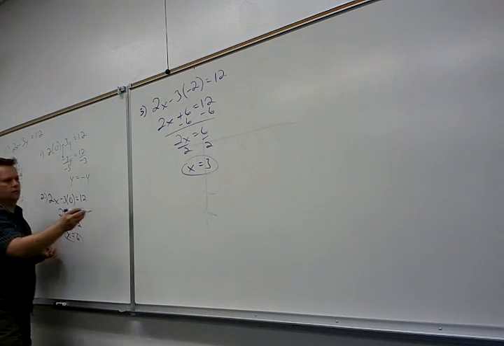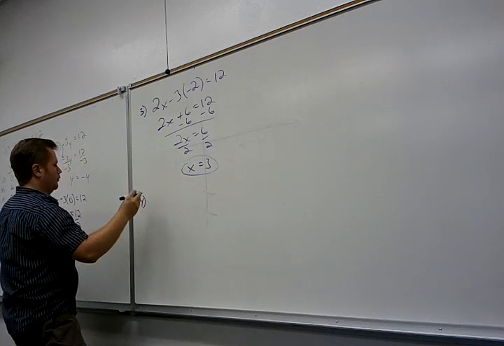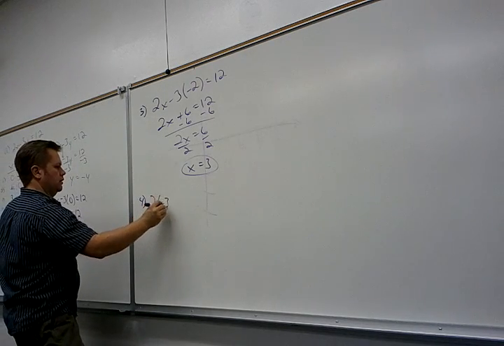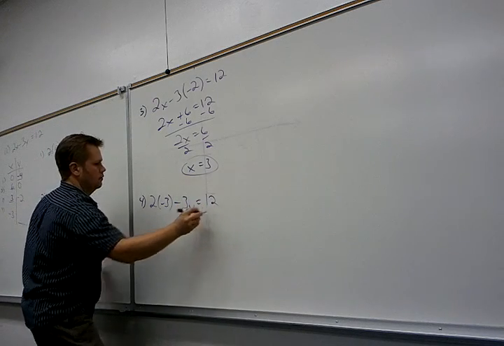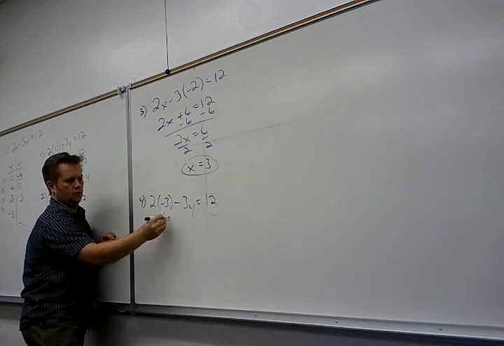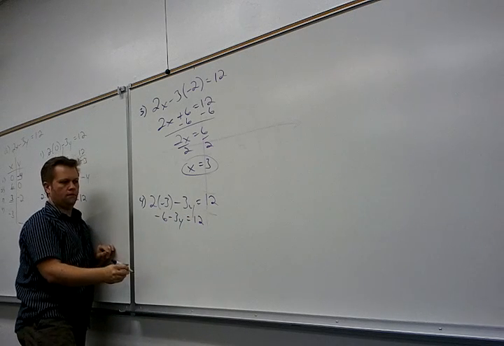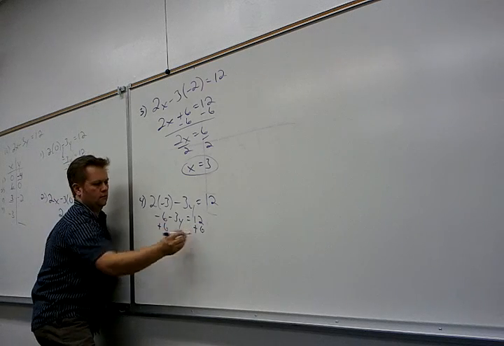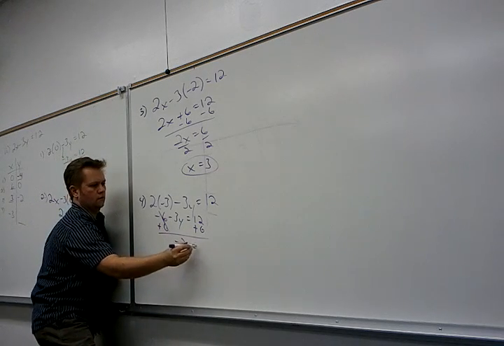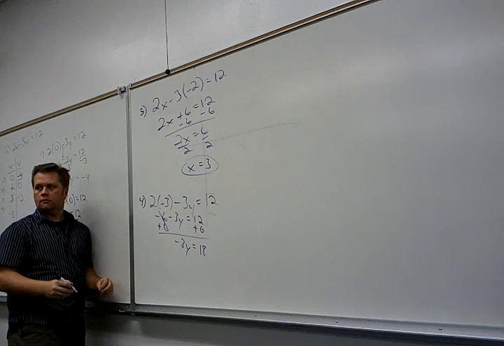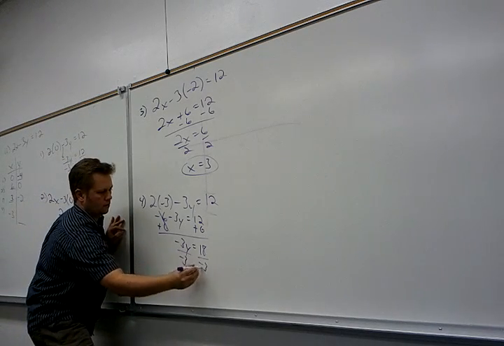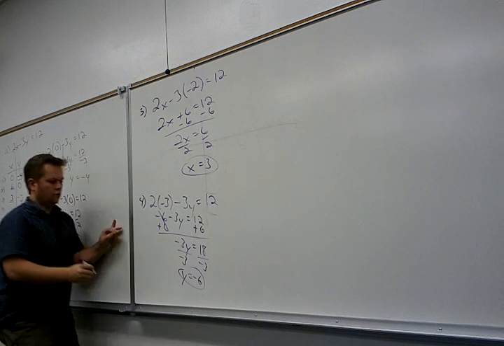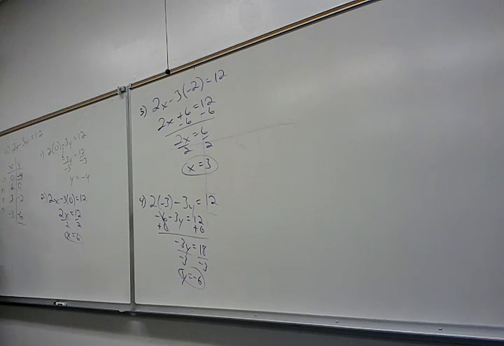So finally, number 4. What do I know in number 4? X is negative 3, so I don't know what y is. Negative 6. Divided by negative. I did it right. So now I know y is negative 6 when x is negative 3. Cool. And then you graph them, and then you connect them up.